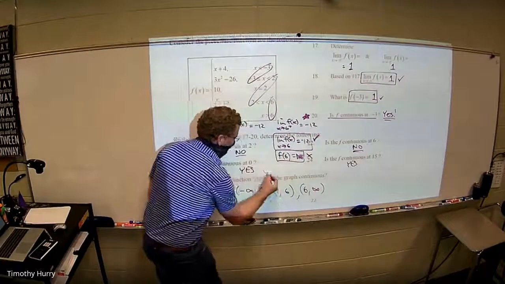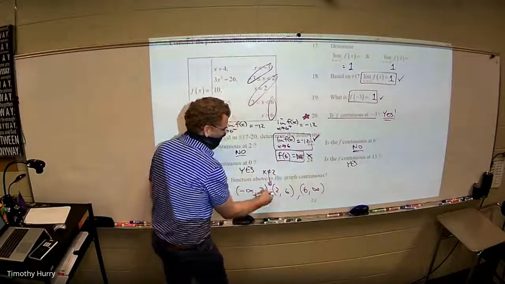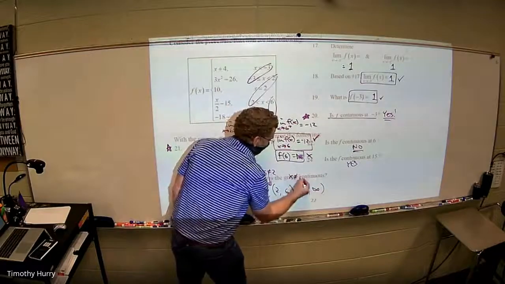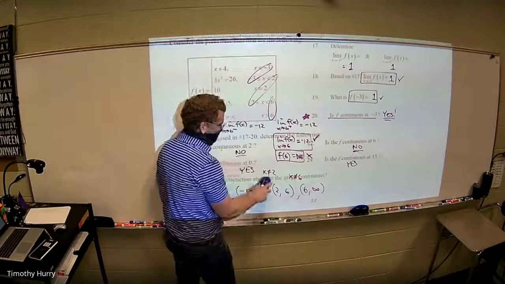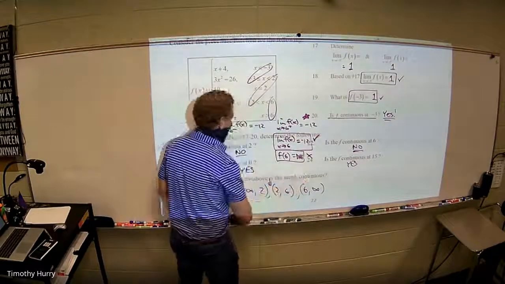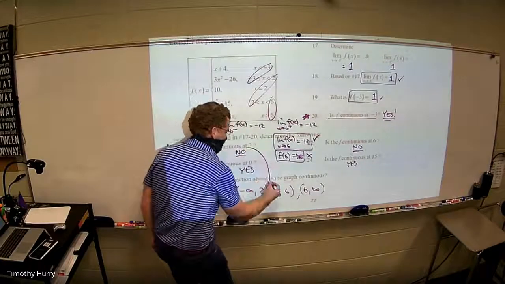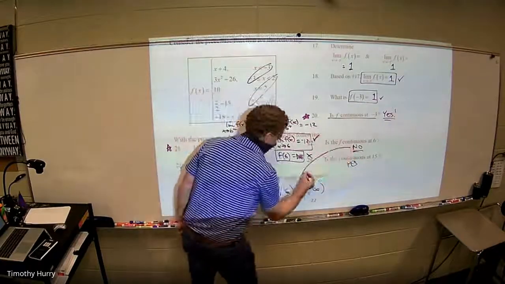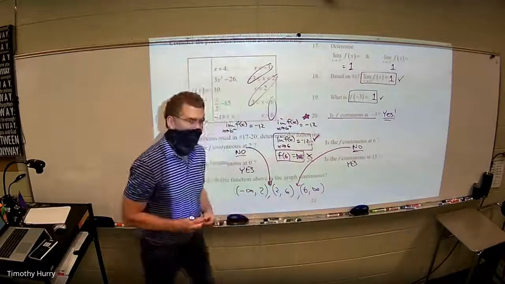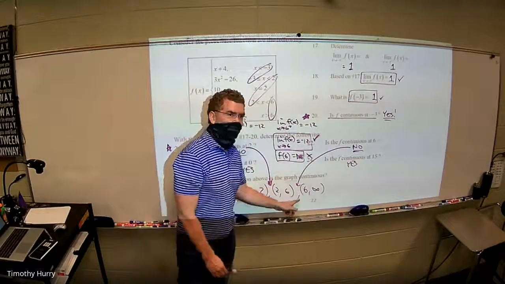So basically, this accounts for it not being continuous there. This accounts for it not being continuous there. Actually, I shouldn't say not equal to. I should say this accounts for not being continuous there. This accounts for not being continuous there. And you can put unions, but AP usually puts commas.